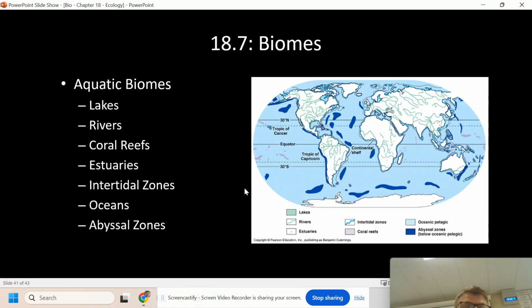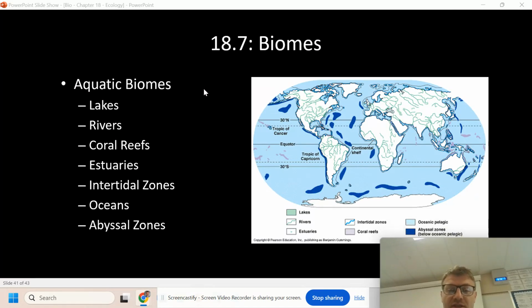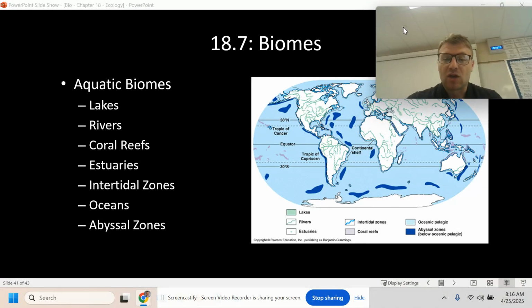But we also have different aquatic biomes. You can see these aquatic biomes are pretty self-explanatory: lakes, rivers, coral reefs, estuaries, intertidal zones, oceans. So there are different types of aquatic biomes as well. And this is where we're going to wrap up chapter 18.